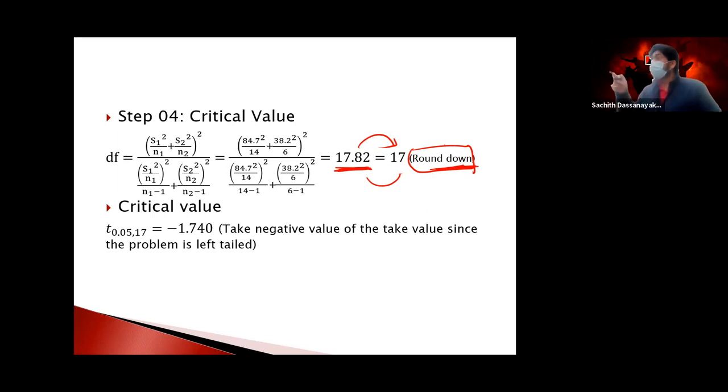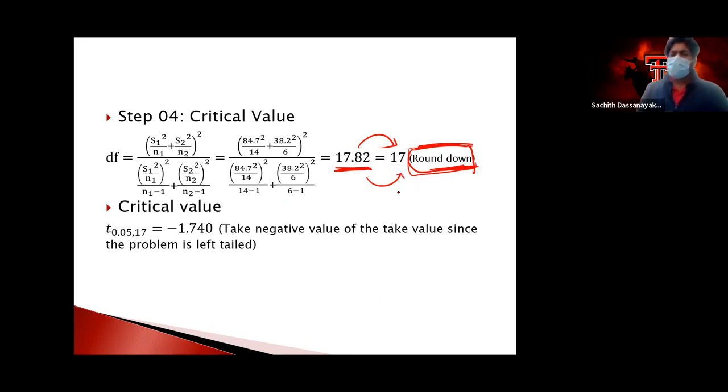Once you check the t table, you will see that when the degree of freedom is increasing, that value also increases. Not like the z values, those are like 1, 10, 100, 200, very big values. So to avoid that, we try to round down. Please remember that: round down. So 17.82, you round down to 17.